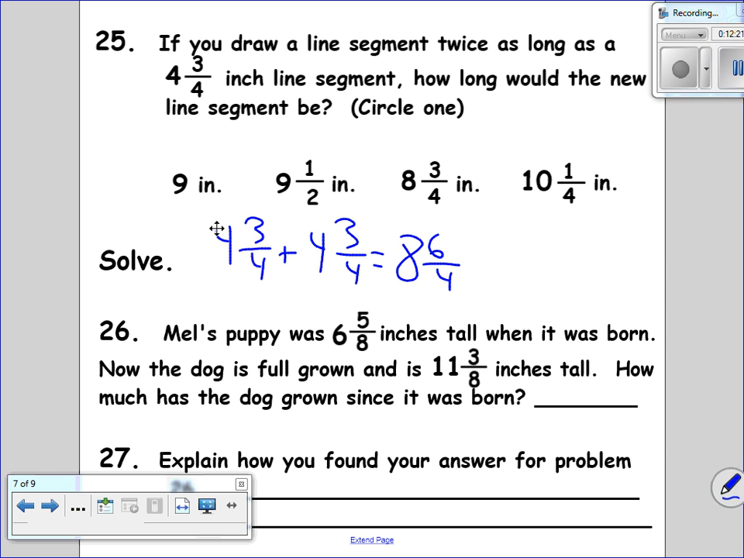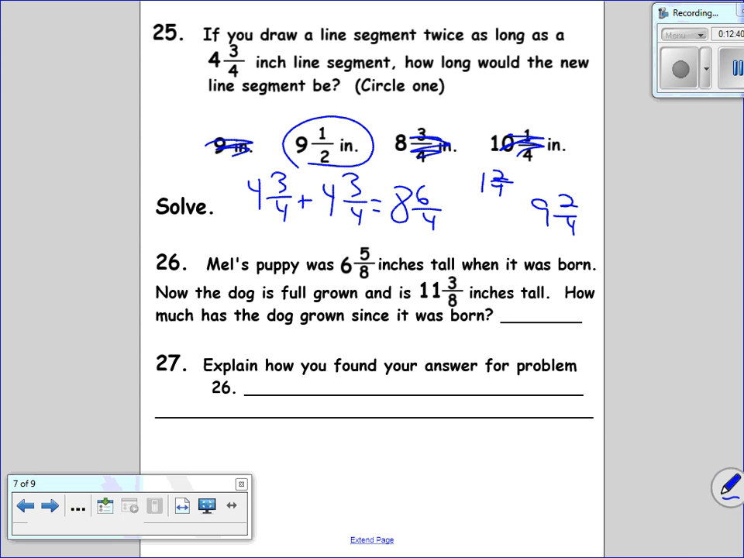6/4 equals 1 2/4, right? And I'm going to add that to my 8. So I have 9 2/4. Which one of these things equals 9 2/4? It's not this one. It's not this one. It's not this one. 9 1/2. Half is the same as 2/4. Boom.